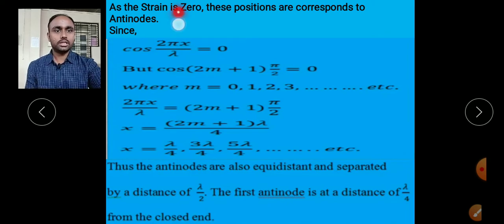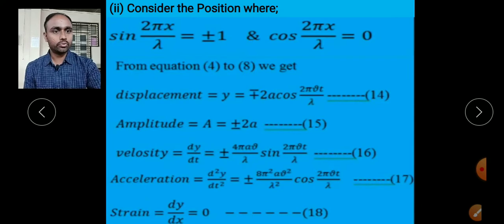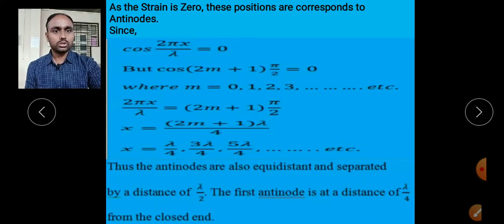So, as strain is 0, the positions correspond to antinodes, and for this condition we have considered cos 2 pi x by lambda is equal to 0. We know that the odd multiple of pi by 2 of cosine is always 0. So, cos of (2m plus 1) pi by 2 is 0. So, both sides are 0. If we equate the left side and take the cos inverse, then we get 2 pi x by lambda is equal to this angle, (2m plus 1) pi by 2.